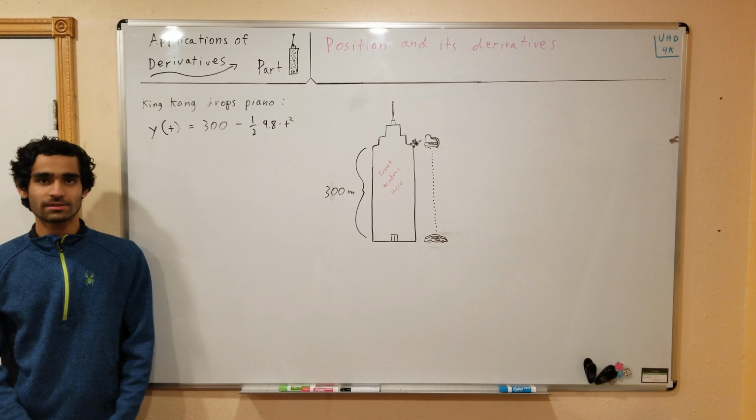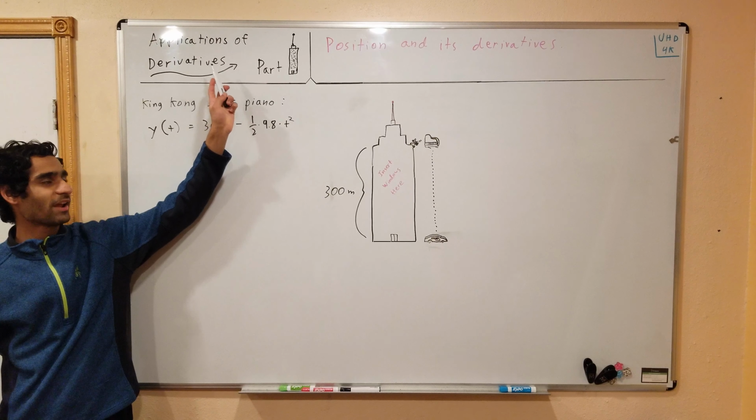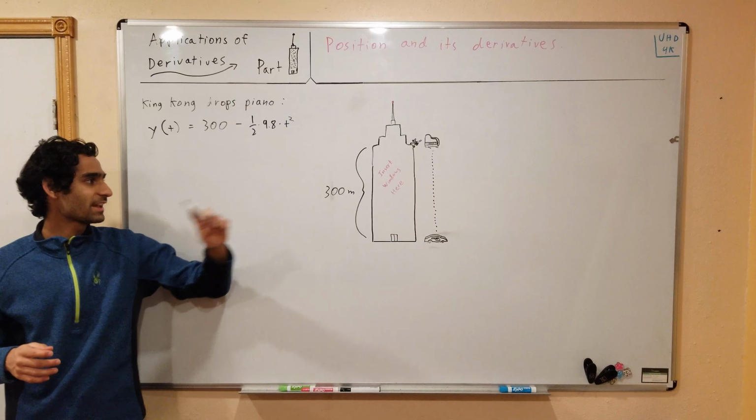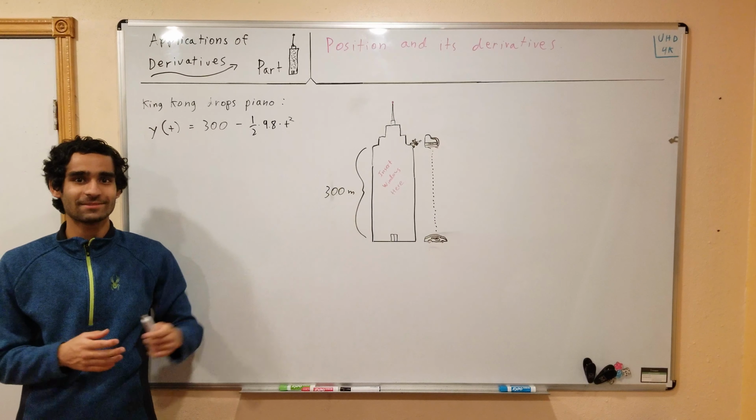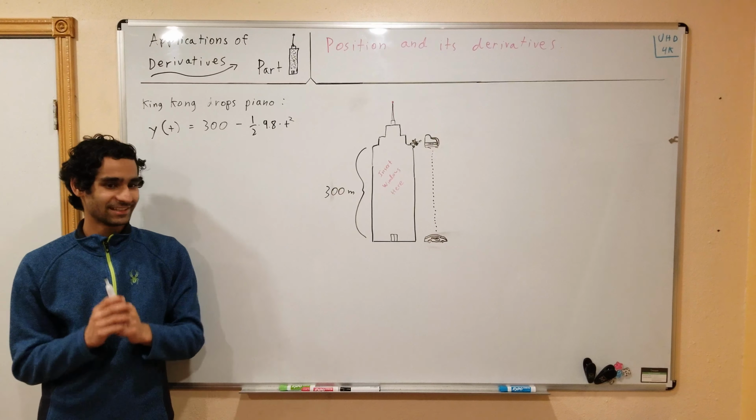Hi, it's Sukrit from STEM Coder, and in today's video we're going to take a look at a practical application of the derivative: King Kong dropping a piano off the Empire State Building. Let's get started. This is going to be exciting.